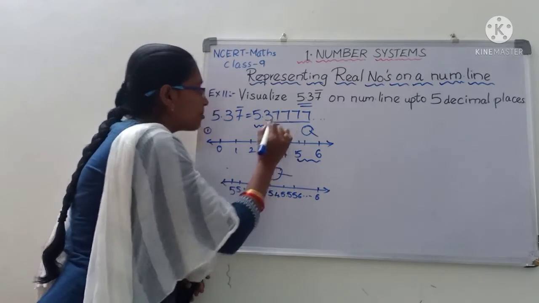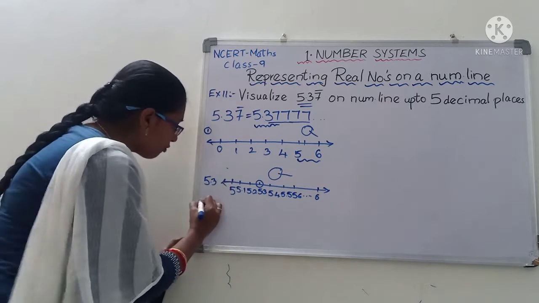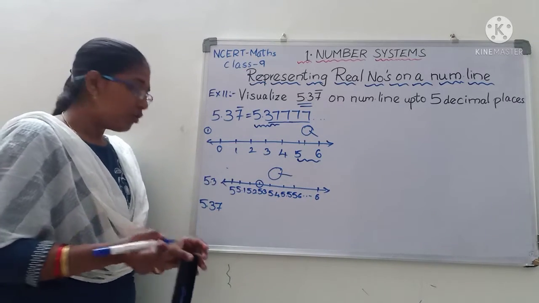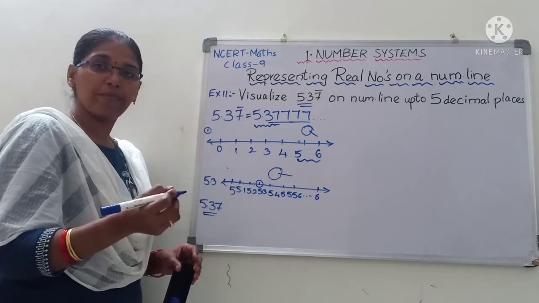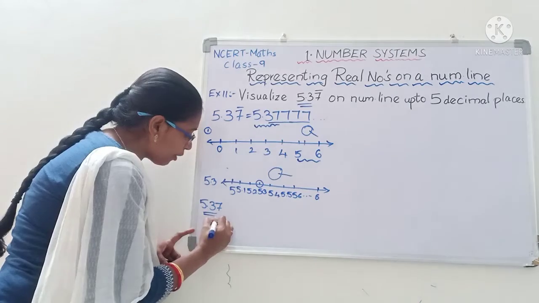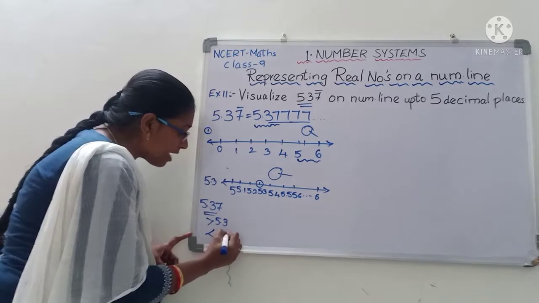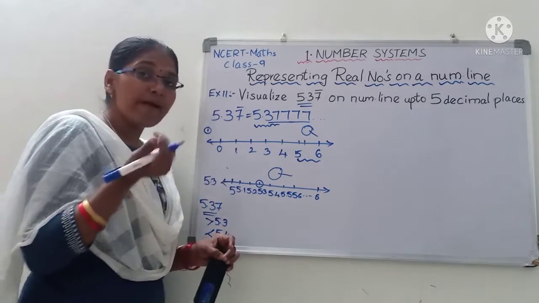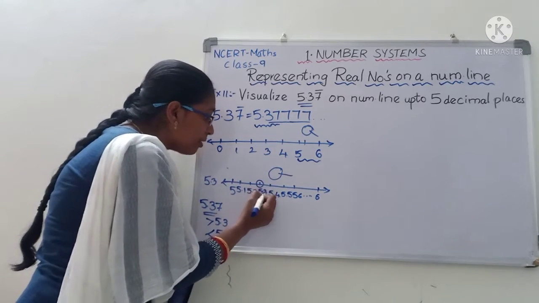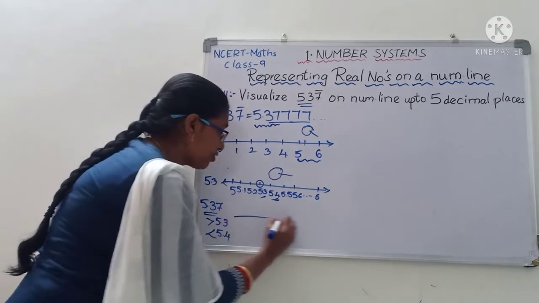Next, assume another decimal place, 5.37. Here you found 5.3. Now, how to find 5.37? Where is 5.37 on the number line, children? You can clearly tell that it is after 5.3. It is more than 5.3. 5.37 is more than 5.3 and it is less than 5.4. So children, use the magnifying glass again. Assume that there is a magnifying glass and divide the line between 5.3 and 5.4 into 10 parts, children.